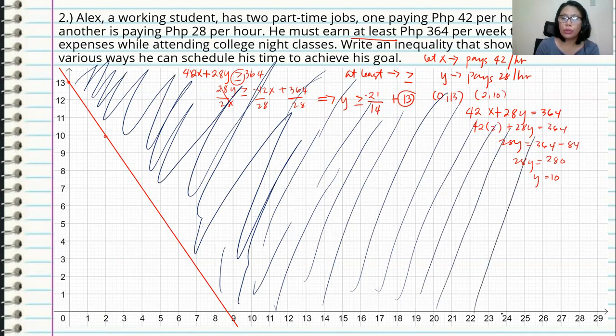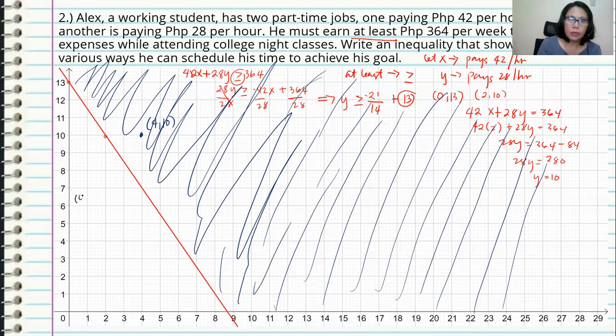Of course, we have to note also that Alex can work a total of 24 hours in a day. So it should not exceed 24 hours. If we're going to select a possible solution within the shaded region, which is considered as the solution set, like if we're going to select a point here on the line, and then another is this. Okay, so this is (4, 10). So imagine he will be working for 14 hours if we select (4, 10) here.